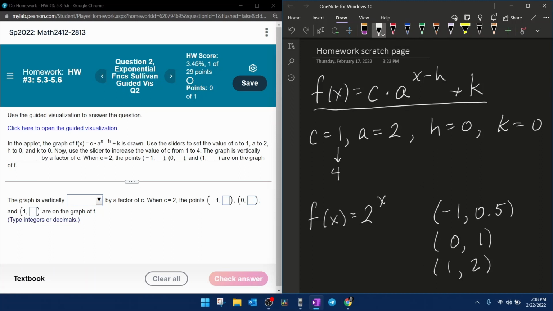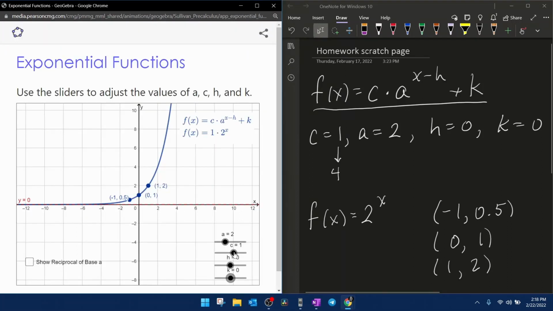Now going back, it says now use the slider to increase the value of c from 1 to 4. So c is at 1. We're going to increase that to 4. And did you see what happened to the graph? Let's do that one more time.